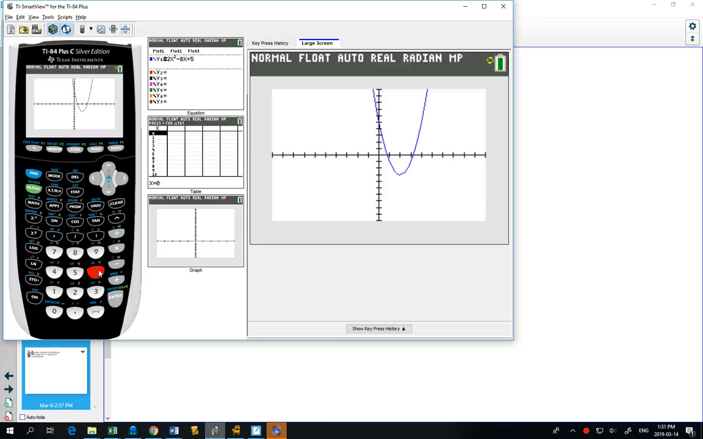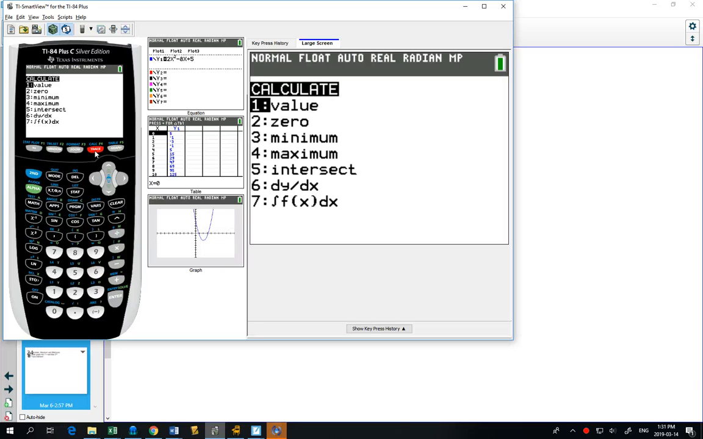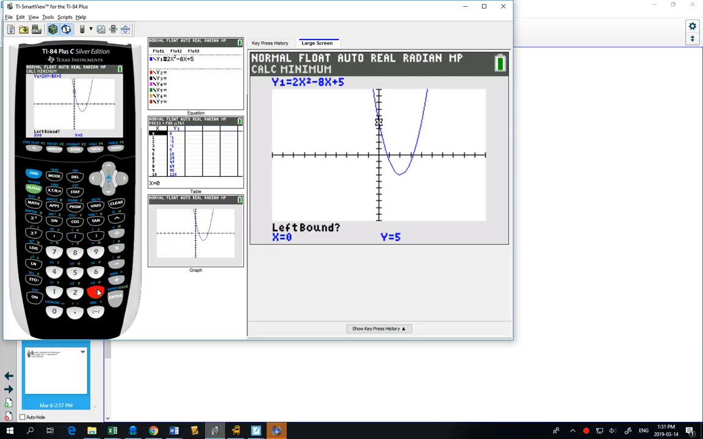there's the parabola. If I want to find that minimum with my calculator, I can go second, calculate number 3, the minimum. It asks you for a value to the left of the minimum. My cursor is already on the left side, so I push enter. Then it asks you for a value on the right. You can do that by either arrowing over until you get to the right, or by typing in a number. I can see that 3 is definitely to the right of it.